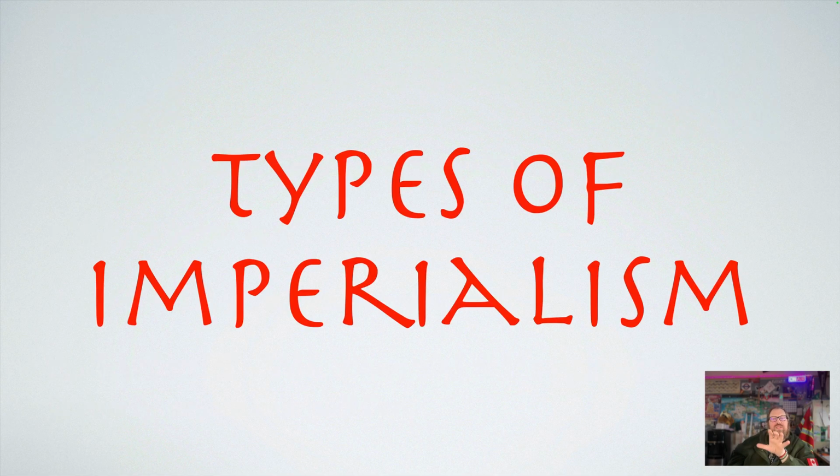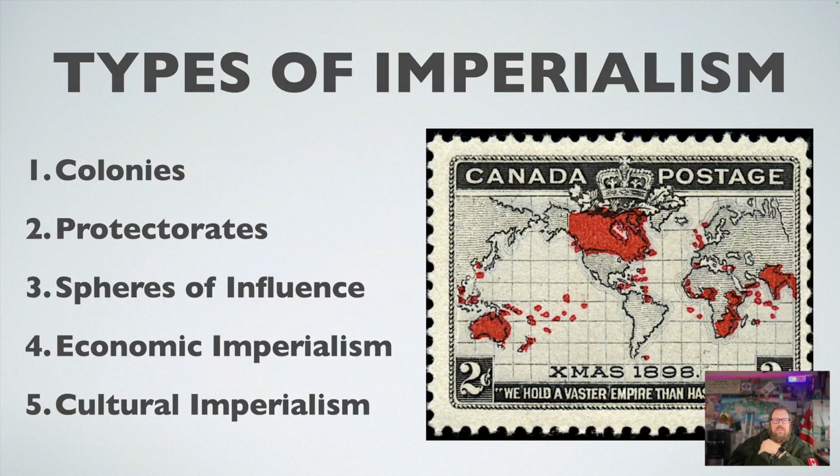Okay, so let's talk about the types of imperialism. And there are really 5 types of imperialism. So you have colonies, you have protectorates, you have spheres of influence. Let's try saying that 10 times fast. Then economic imperialism, and then you have cultural imperialism. So colonies are sort of, well, we'll get into it.